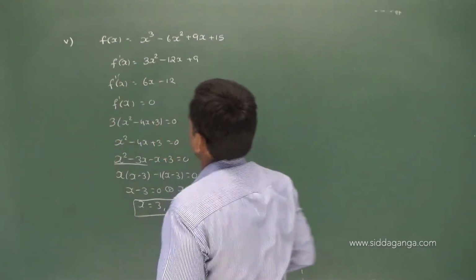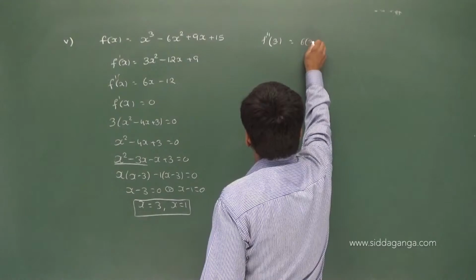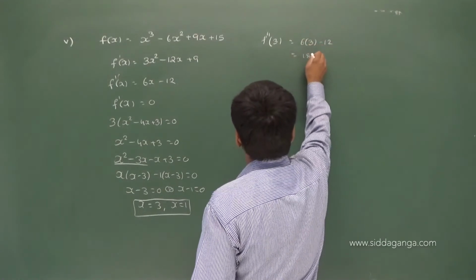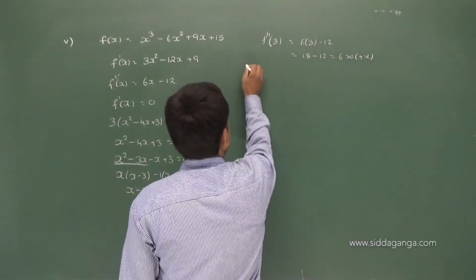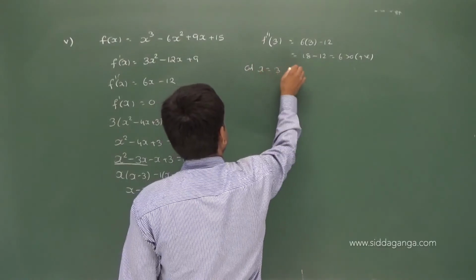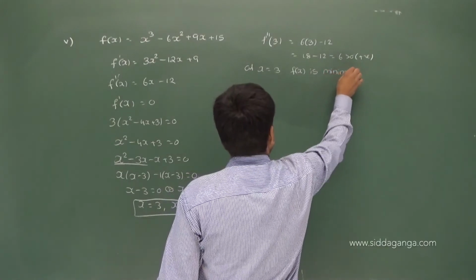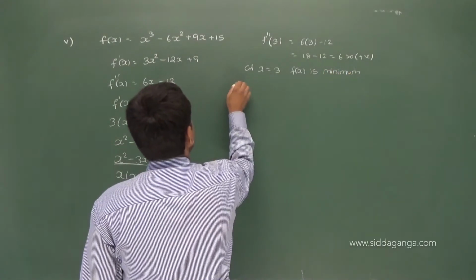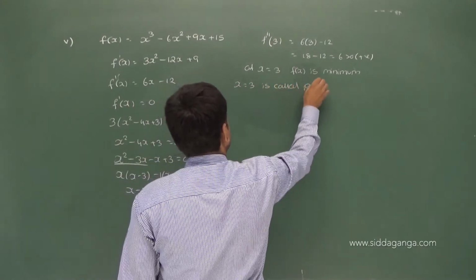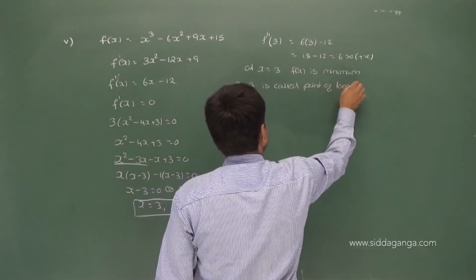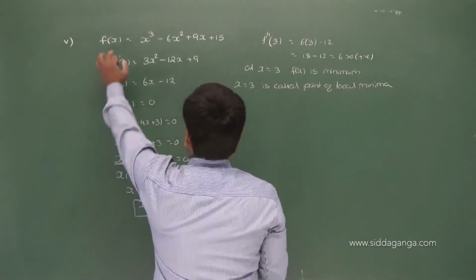Sorry, this is f double dash of x. F double dash of 3 is 6 into 3 minus 12, 18 minus 12, which is 6, greater than 0. Positive. Is it maxima or minima? Minima. At x is equal to 3, f of x is minimum. X is equal to 3 is called the point of local minima. F of 3.